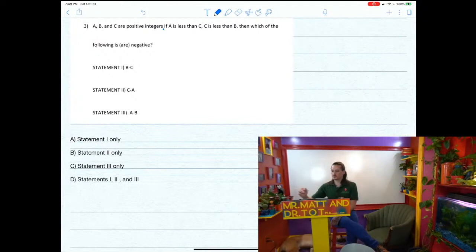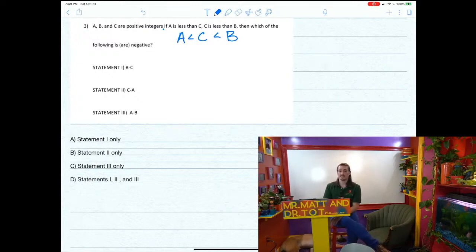Okay, so if we look at number 3, they say that A, B, and C have to be positive, so we know that they're greater than 0, and they say that they're integers, so we know that they're whole numbers. So we're talking about 1, 2, 3, 4, so on and so forth. We also know that A is less than C, and C is less than B. And we're evaluating on the basis of positive versus negative. We're looking for which of these statements will turn negative.